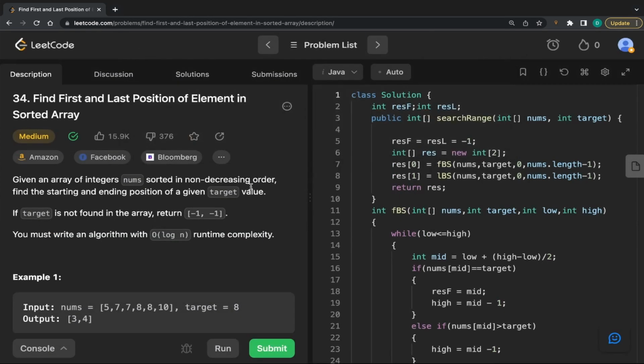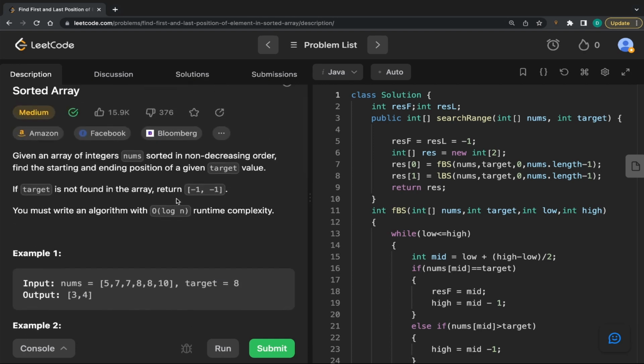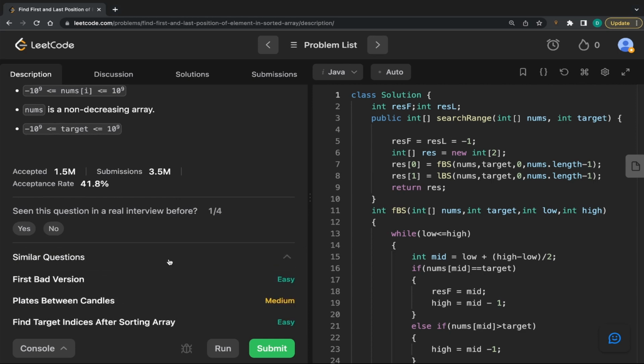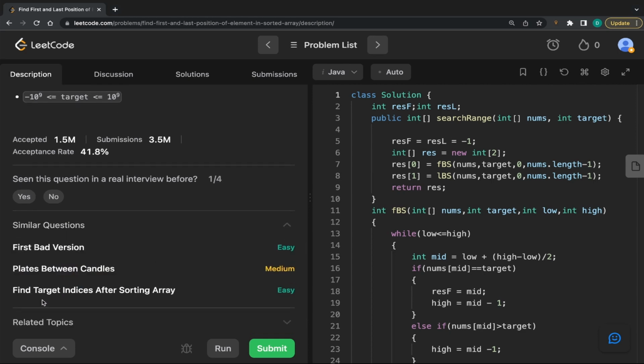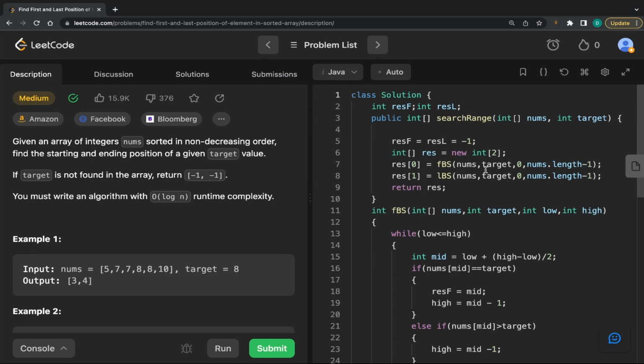Once you understand this question, this is a pattern of question, you can try and solve similar questions, like for example finding the ceil or the floor of a number in a sorted sequence, or finding the target indices after sorting array. Can you see the similar questions? All the similar questions and plenty more could be solved once you understand this concept. So let's try to solve this question using binary search.